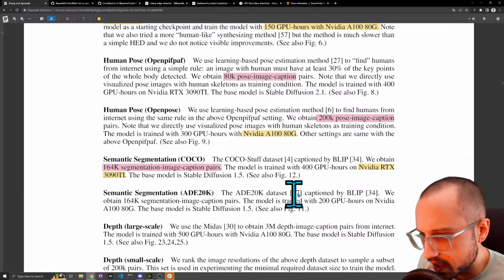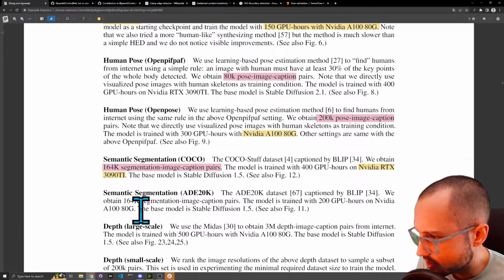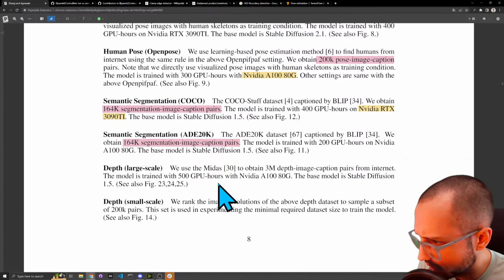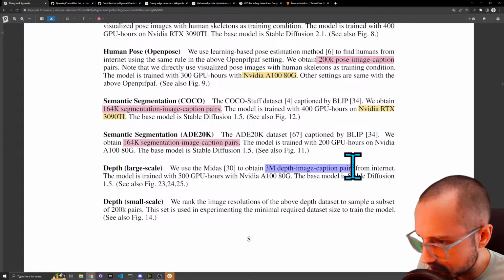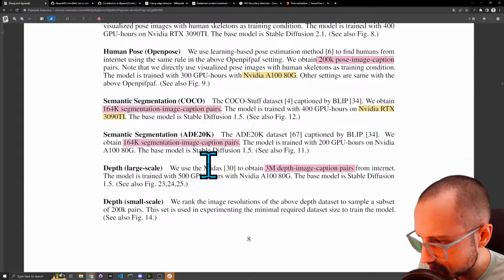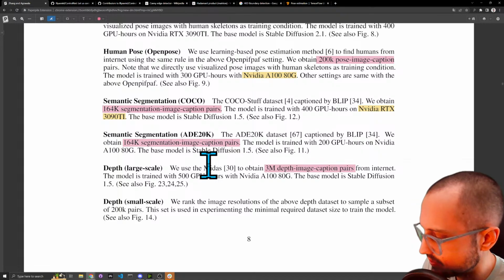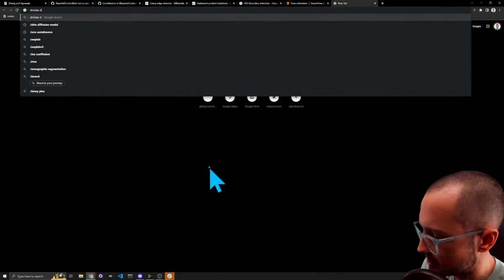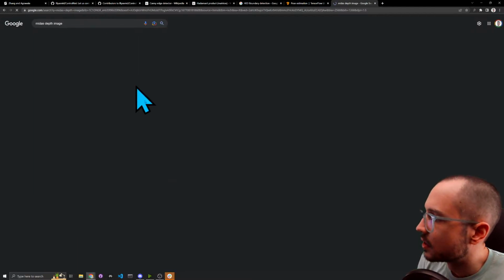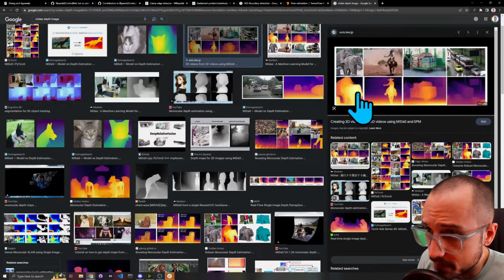The 80 to 20K captioned by BLIP. So this is another 164K segmentation image pair, different from COCO. They use MiDaS to obtain 3 million depth image caption pairs. MiDaS is a monocular depth estimation model. So basically you give it an image and it'll give you a depth image. So this is a depth image.